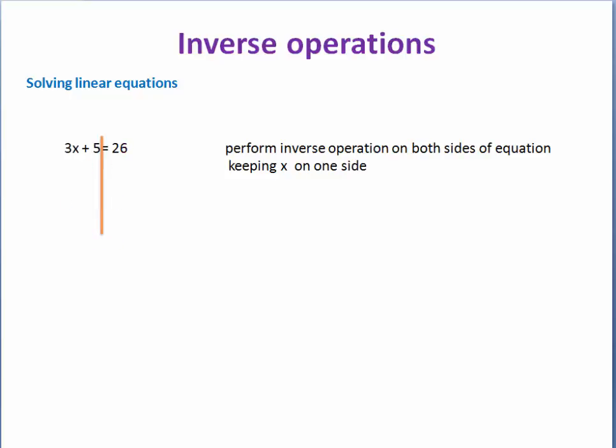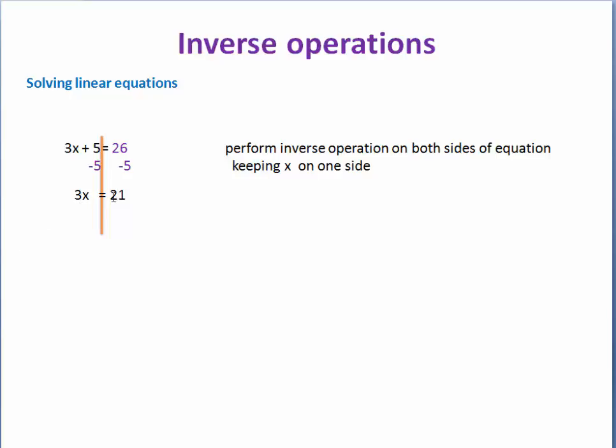This next linear equation, 3x plus 5 equals 26. Let's get rid of the plus 5 first. Remember our sequence that we go in. So when we minus 5 on both sides of the equation, keeping x on one side, we keep the 3x on the one side and get rid of this 5. Don't forget, we've got to perform the inverse operation on both sides of the equation. The plus 5 and the minus 5 cancel each other, and we're left with 3x and 26 minus 5, which is 21.